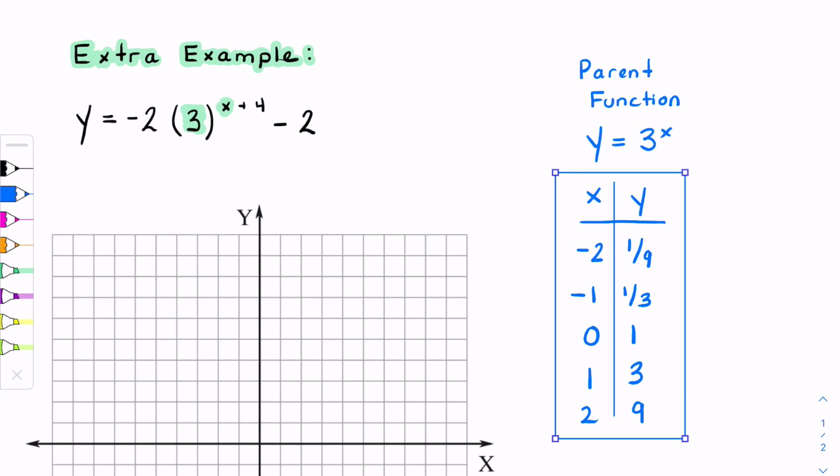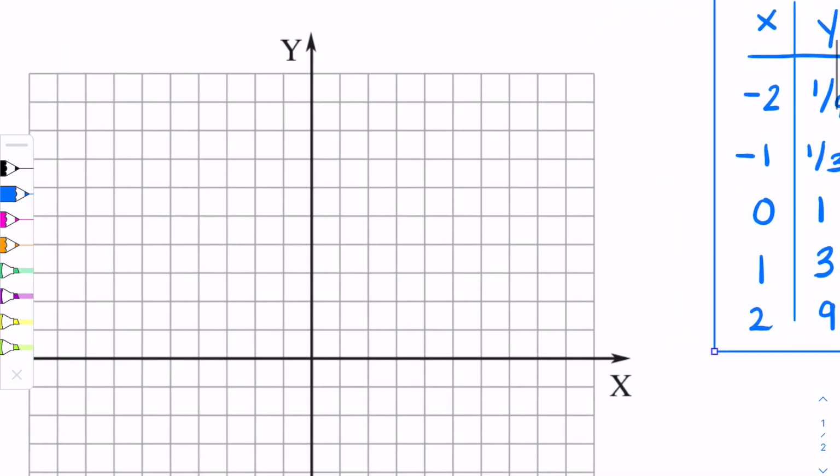I'm going to graph these on the graph, and then we're going to talk about all the parts of the parent function before we do the transformations. So I have a point at -2, 1/9; -1, 1/3; 0, 1; 1, 3; 2, 9. And the graph looks like this. Okay, this is not our final answer, but I just want to take a moment to explain the parts.